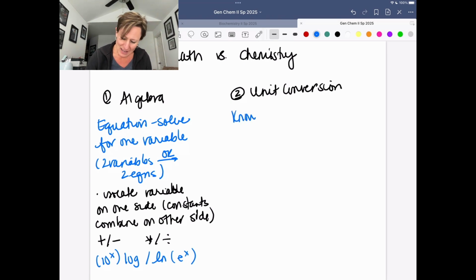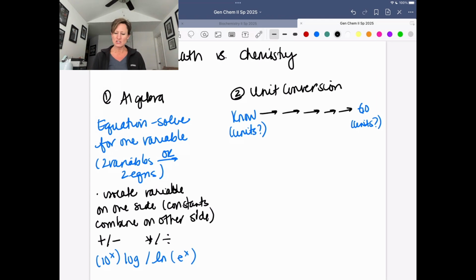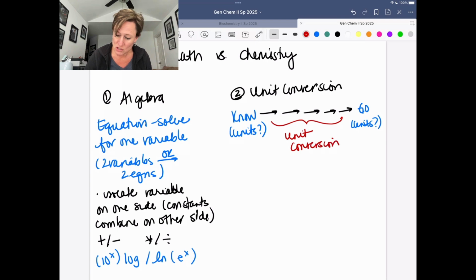How I like to highlight it to students is you start with a piece of information that you know. It's going to be something that has certain units with it. And you have your answer, someplace that you want to go. And again, you have units for that answer. And the goal is you are going to be connecting these pieces together. I call this the walk that you go through, where you are going to be using unit conversions essentially to change the units.